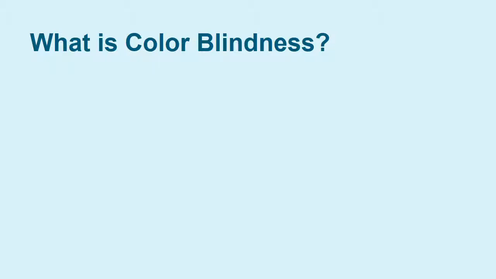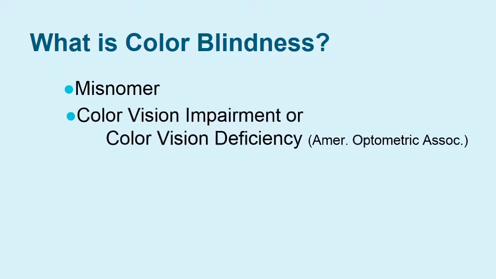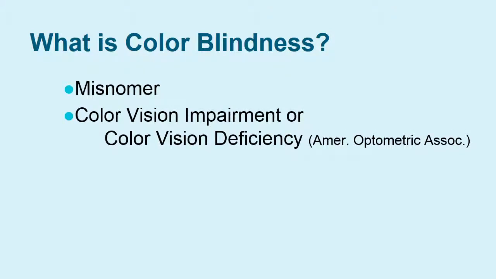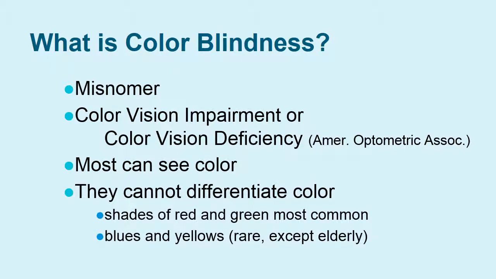I want to talk to you about color blindness because this is really a misnomer. We should be calling this color vision impairment or color vision deficiency, and the reason is that most people can see color. It's very, very rare that someone is completely color blind. So color vision deficiency is a more appropriate term.